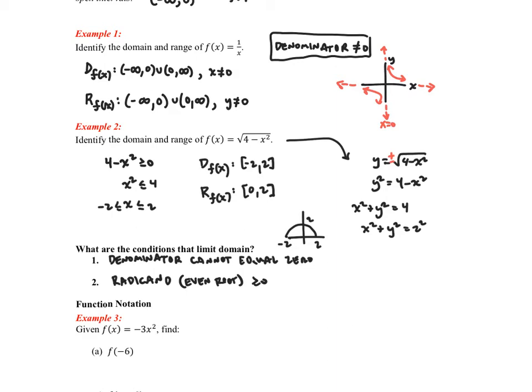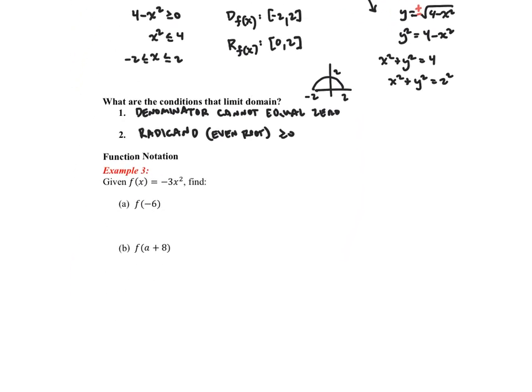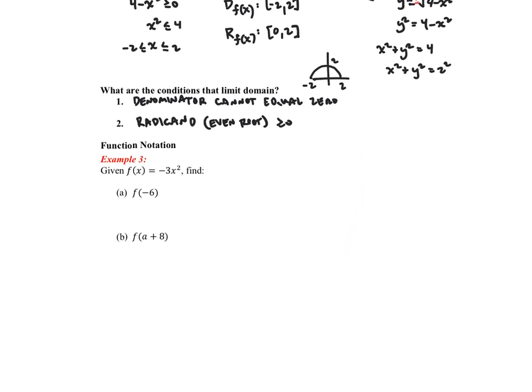Okay, let's look at a little function notation here in example 3. Here I have f of x, which is negative 3x squared. Function notation for an input, an x value of negative 6. If I want f of negative 6, I'm going to evaluate by plugging in a negative 6 into my function. Therefore, I'd have negative 3 times 36. Thus, f of negative 6 is equal to negative 108.